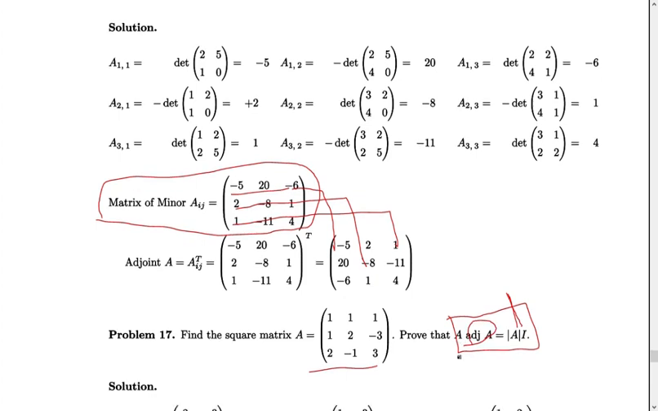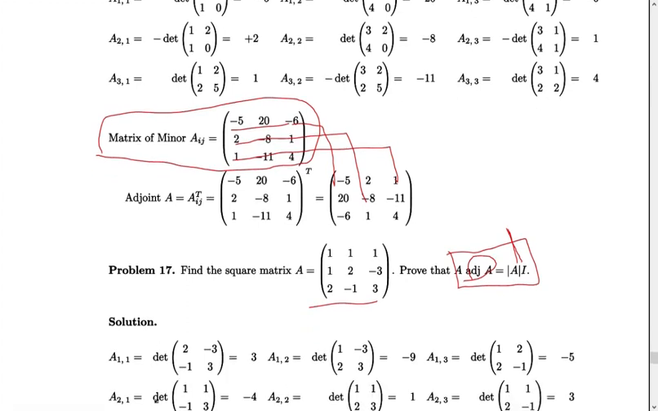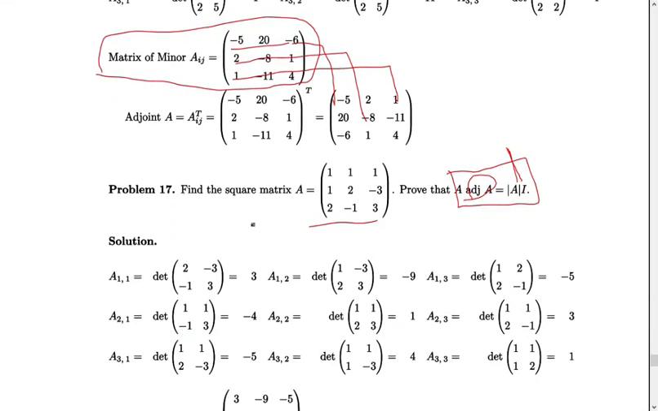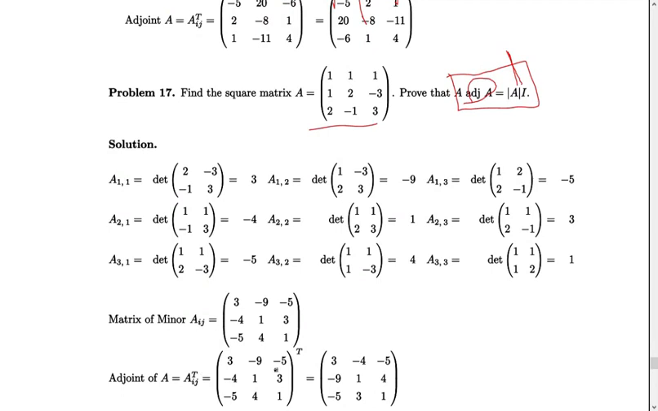Okay, solution. Like I said in the previous problem, we are going to find the minors of those elements. Suppose we consider this element. The signs alternate: plus, minus, plus, minus, plus, minus, plus, and so on. So the matrix of cofactors is equal to this value. And the adjoint of A is equal to the transpose of this matrix.